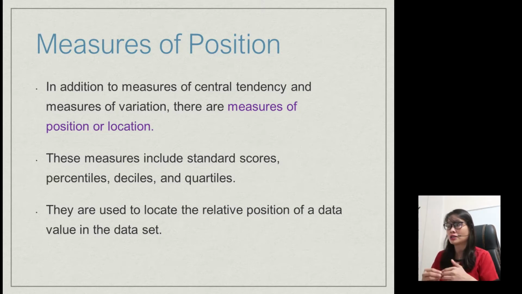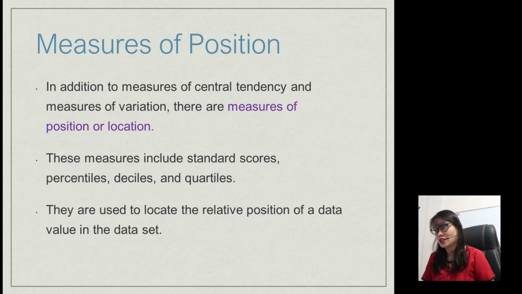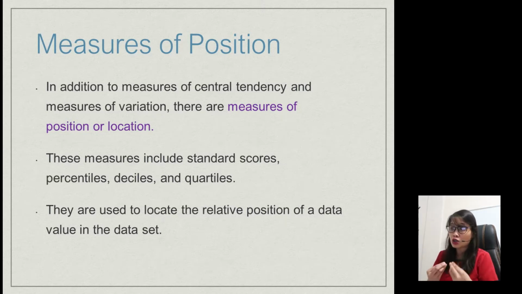You want to determine the top 20 or the lowest 75 of the class, so we'll be using measures of position. From the word itself, you're measuring the position of the data. The 75th position, the 25th position, or the top 25%, or the lowest 75%. So that's measures of position.